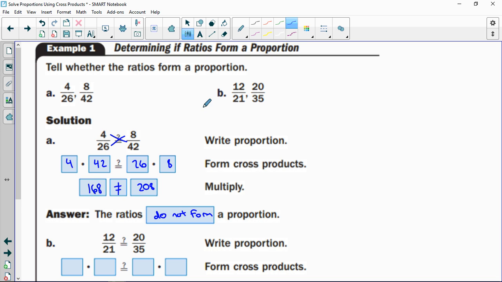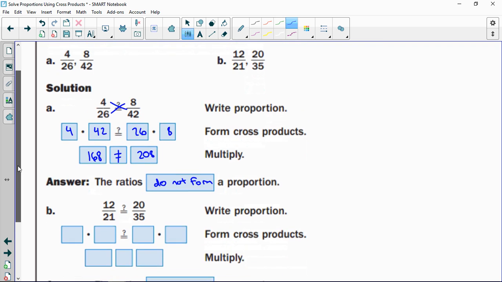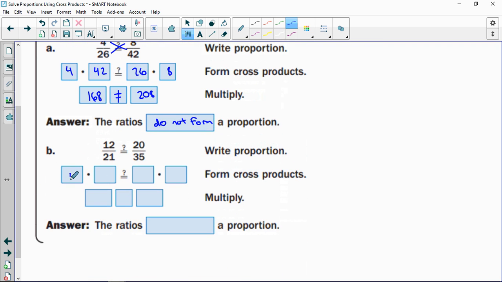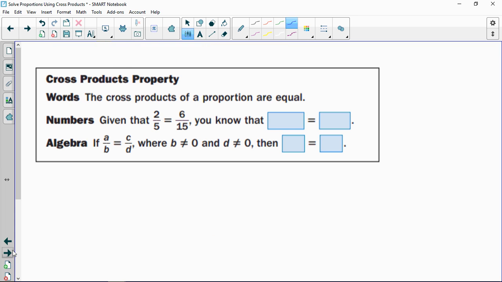So then if I check example B, I multiply 12 by 35, and I multiply 21 times 20, I can see if they're equal. 12 times 35 is 420. And on the other side, 21 times 20 is 420. So they're equal. They form a proportion. So the cross products of a proportion are equal.